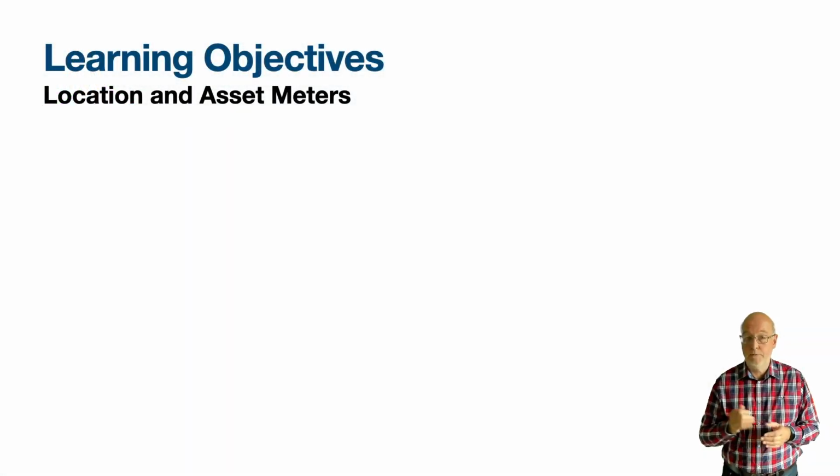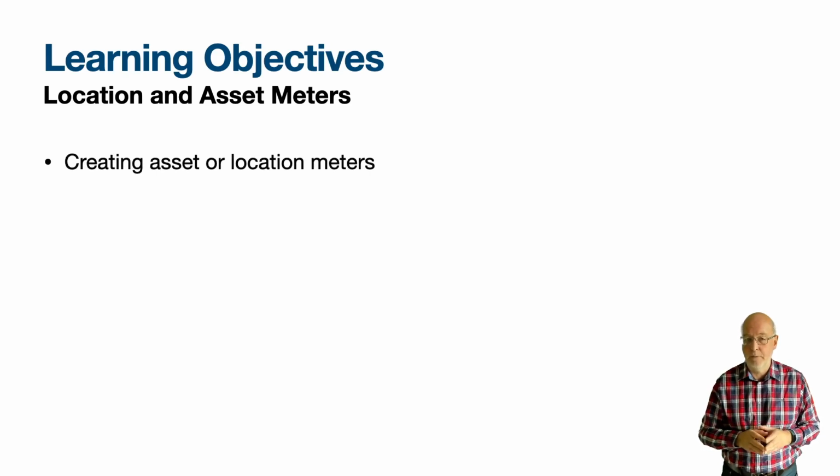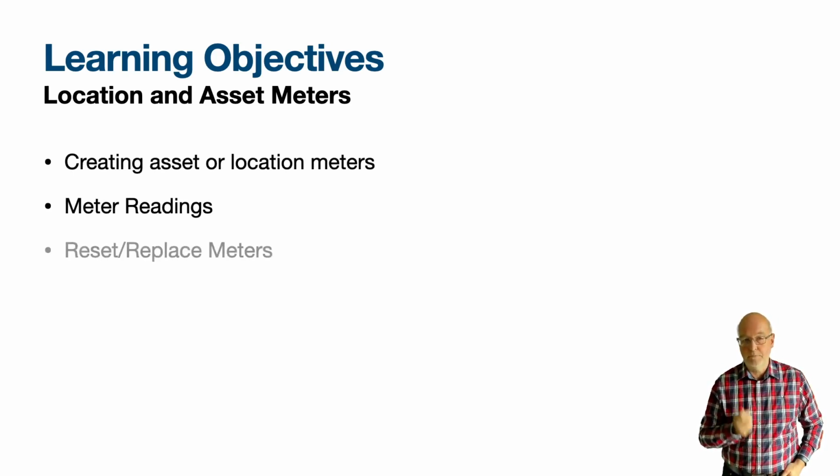Meters can be applied to both locations and assets, and they operate in almost the same manner. Our focus will be in the assets application, but I'll highlight any differences with meters on locations. We'll start today by looking at the different ways in which asset and location meters can be created in Maximo, and we'll follow this with reviewing meter readings for the different types of meters. Finally, we'll review the Reset Replace Meter feature that is used only with continuous meters.